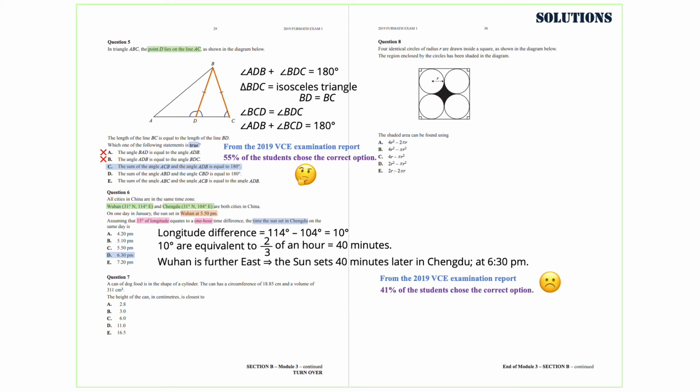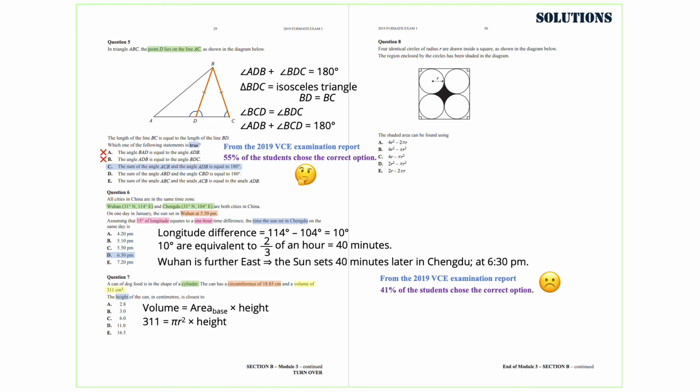Question 7. A can of dog food is in the shape of a cylinder. The can has a circumference of 18.85 centimeters and a volume of 311 centimeters cubed. The question is asking for the height of the can in centimeters. The volume of the can is equal to area of the base times the height. We substitute what we know, 311 for the volume, that is equal to pi r squared times the height.